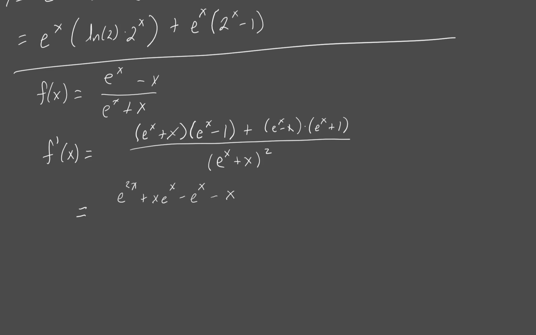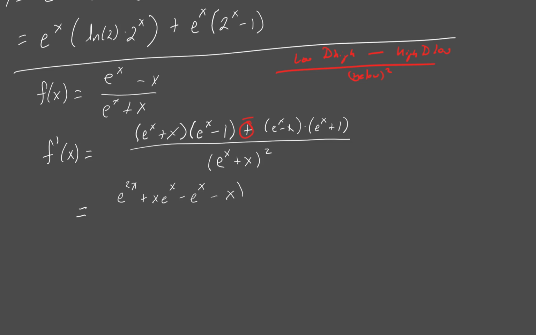I am not happy with this plus sign here. Why am I not happy with this plus sign? Because the quotient rule says low d high minus high d low over square of what's below. Right? So this should be a minus sign. I'm going to make that a minus sign.